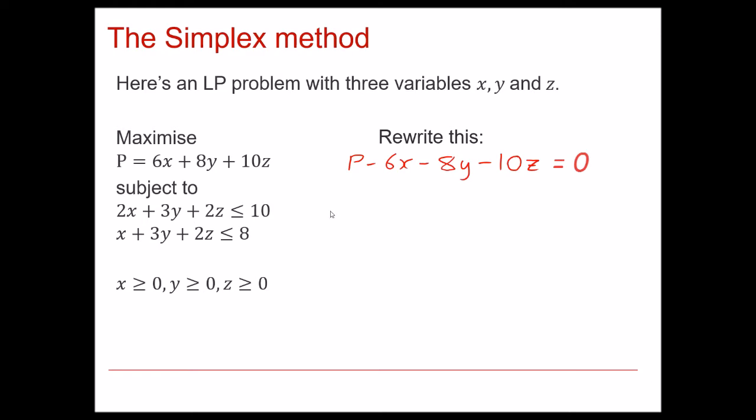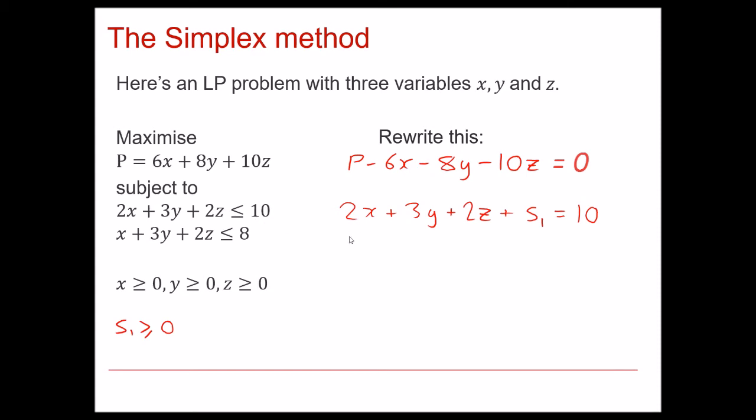And then for the constraints, we keep them as they are in terms of the sides, but we deal with this inequality. We turn it into an equation by introducing what's called a slack variable. So this one we'll write as 2x plus 3y plus 2z. But then to make up this slack, to make up this difference between the left hand side and the right hand side, we add this slack variable. We'll call this S1, and now we can say that equals 10, and that's fine as long as S1 is greater than or equal to 0. That will ensure that this is a less than or equal to relationship still.